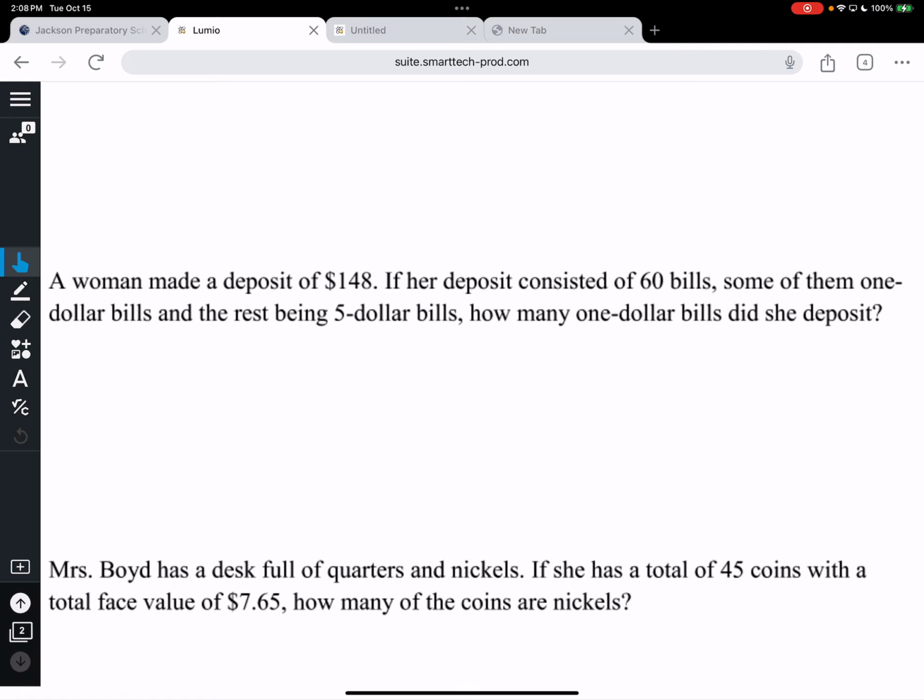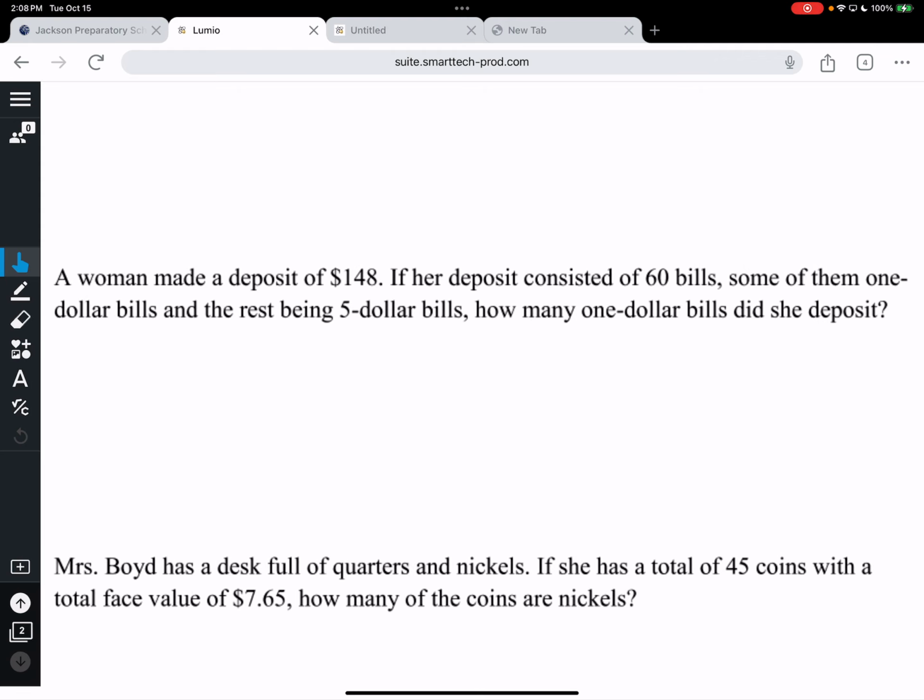Would you do 1x and then 5y equals 148? But what's the other equation? How many total bills do we have? 60. So you need to have x plus y equals 60. Yes, ma'am. So x plus y equals 60.